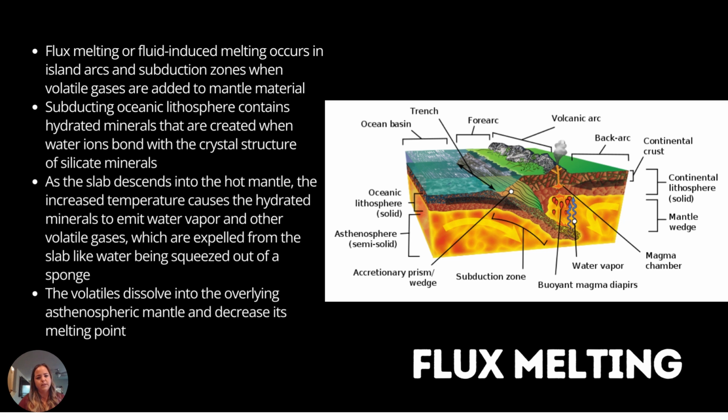Then we have flux melting, which is also called fluid-induced melting. This occurs at the island arcs or where we have subduction zones, when those volatile gases or water vapor gases are entering the mantle. There, like I said, we have water vapor interacting with mantle material, and it's volatilizing everything and creating a lower melting point for that magma to come up. And something that's melted is going to be less dense and hot, and it's going to start to rise. And so that's the flux melting.